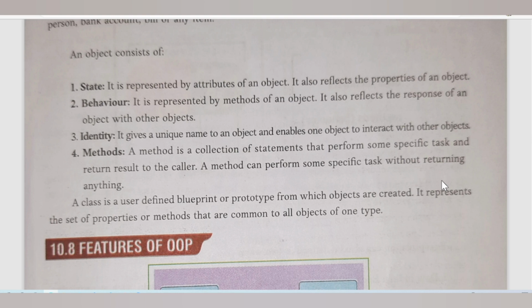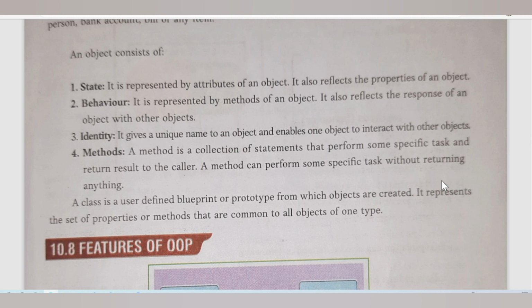And identity, it gives a unique name to the object and enables the object to interact with other objects. When we write a program and give a name to the object, it should always be unique. We cannot give a similar name to two different objects. Same as variables.